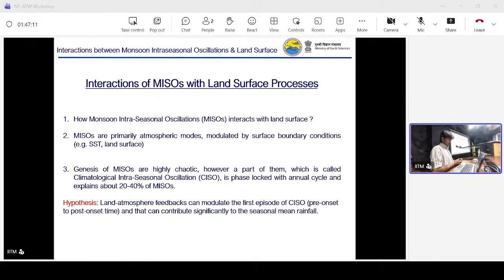Then I'm coming to the MISO, monsoon intraseasonal oscillation. We asked ourselves the question: how does MISO interact with the land surface? One of the important components of MISO is the climatological ISO. They are actually phase locked with the annual cycle. I'll show you the picture. Our hypothesis was that if it is phase locked and we have a big transition from pre-monsoon to monsoon, land surface conditions change drastically. So if there is some perturbation in the initial phase of the monsoon, it can change the land-atmosphere feedback, and eventually modify the CISO, which can give rise to some variability even on seasonal time scales.